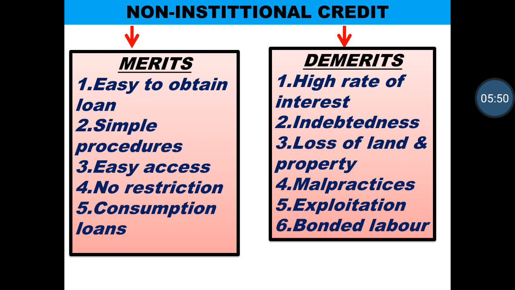Next are demerits, there are some demerits also. First is high rate of interest. The rate of interest charged by non-institutional credit is very high. Next, indebtedness. It is one of the biggest problems which comes in this credit system. Once the farmer has taken a loan in this system or in this institution, then they do not come out of the indebtedness. Indebtedness means their debt never ends. Even sometimes that continues till the next generation also.